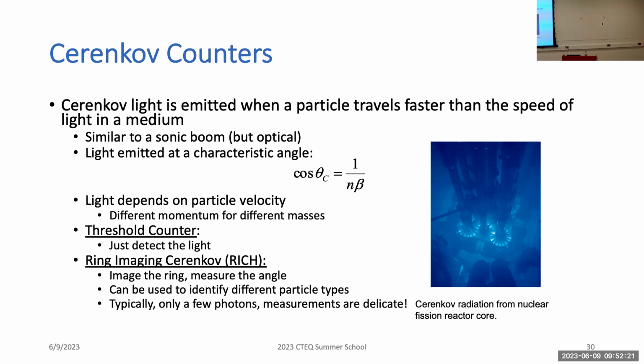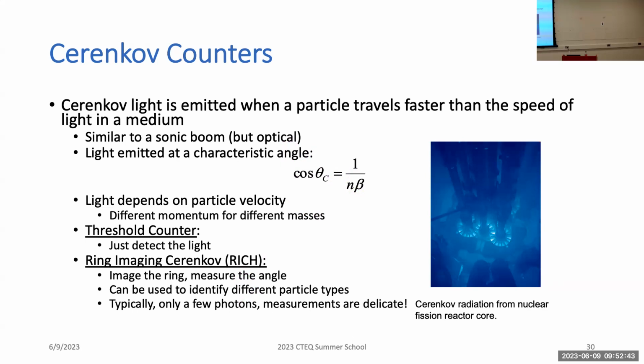And when it does, it emits radiation. And this radiation is called Cherenkov radiation. And it's emitted at a characteristic angle related to the index of refraction and the velocity. So if I can measure that radiation, I know the velocity of the particle. If I know the velocity and the momentum, what else do I know?